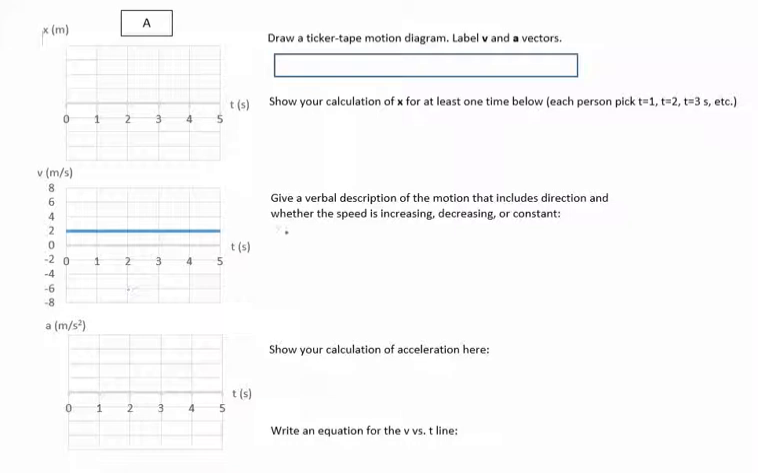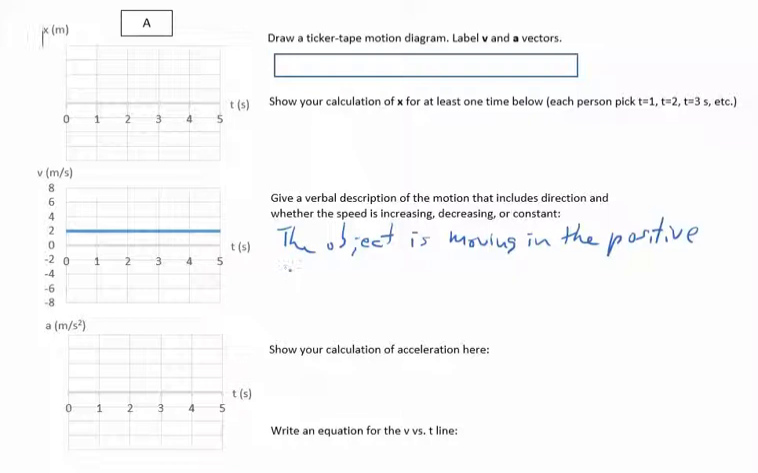So let's say here the object is moving. And you can be typing this on your, or writing it on your own paper while I'm writing this. The object is moving in the positive direction. And that would mean if you were using a motion sensor, that would be going away from the motion sensor. Positive direction, and is the speed increasing, decreasing, or constant? And we can say with constant speed. Okay. So we've done the first part.